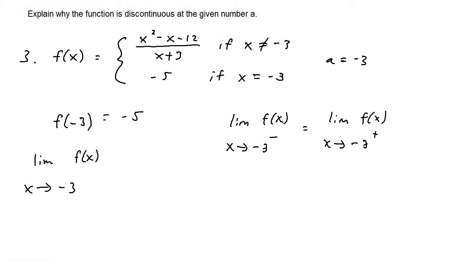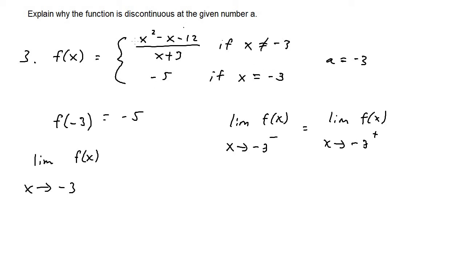So now once again, we're going to choose the function based on the x values. So for the left side of the equation, we have the limit of f of x as x approaches negative 3 from the negative direction. So we need to pick an x value that's less than negative 3. Well, if we look at the piecewise function up here, f of x equals negative 5 is only defined at the specific x value of negative 3.